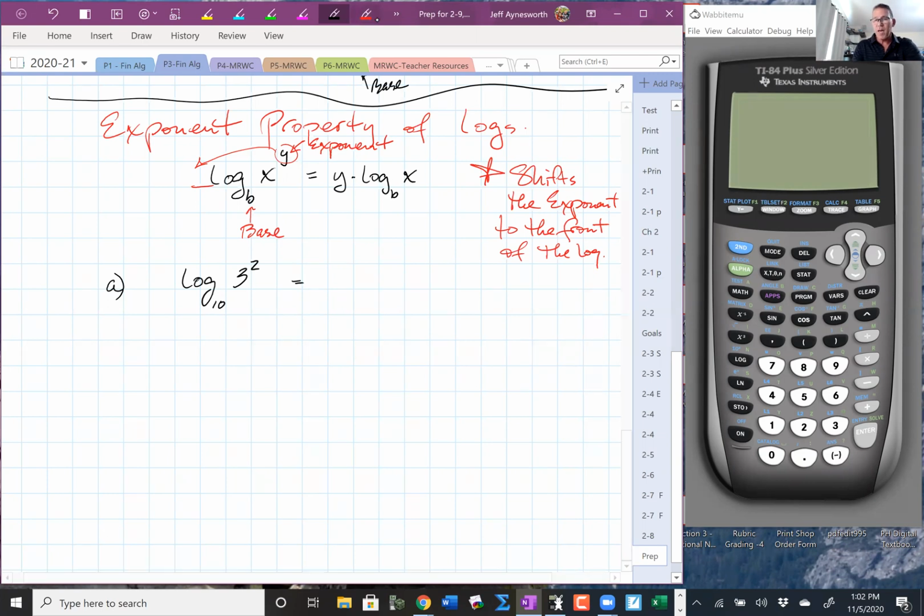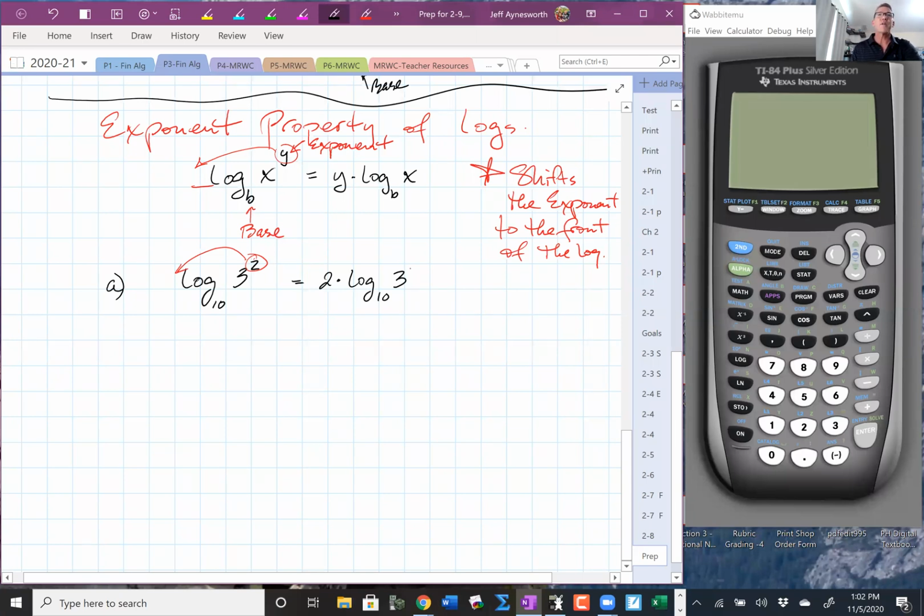Now I see that we have an exponent of 2. So I know by looking at that property that I can take that 2 and shift it in front of the log, and I can rewrite it as 2 times log base 10 of 3.